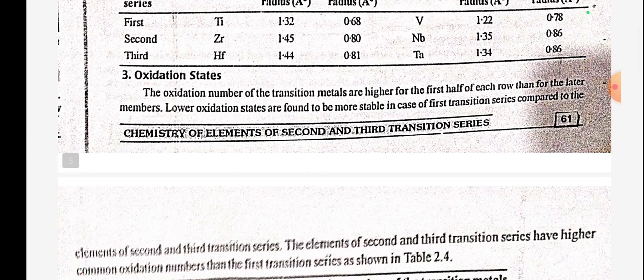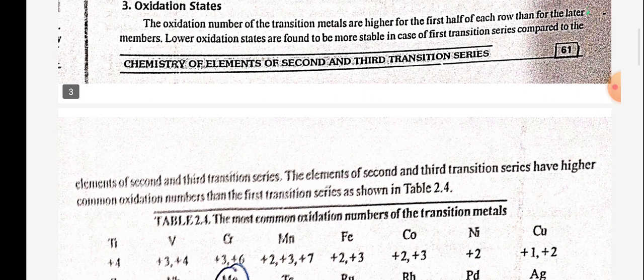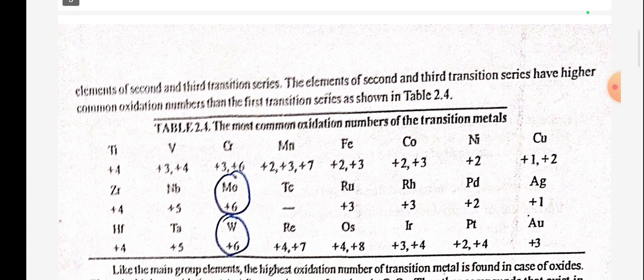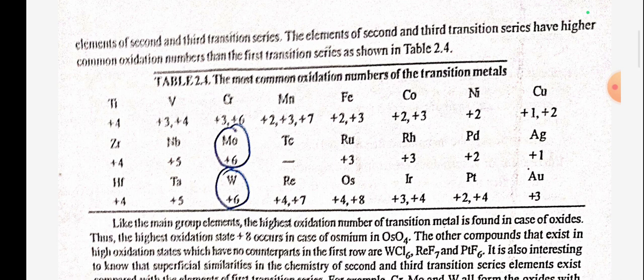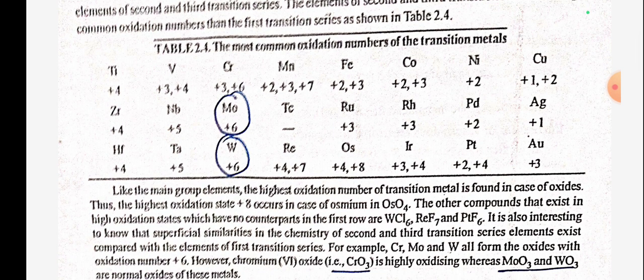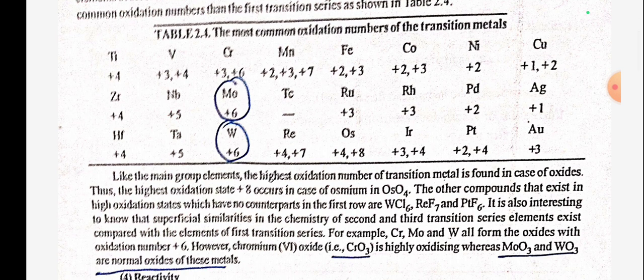Oxidation state. The oxidation numbers of the transition metals are higher for the first of each row than for the later members. Lower oxidation states are found to be more stable in the case of the first transition series compared to the elements of the second and third transition series. The elements of the second and third transition series have more common oxidation numbers than the first transition series. For example, molybdenum and tungsten have the +6 oxidation state.